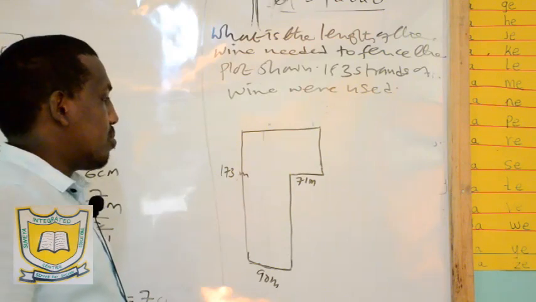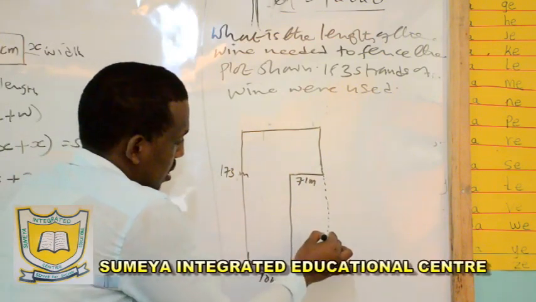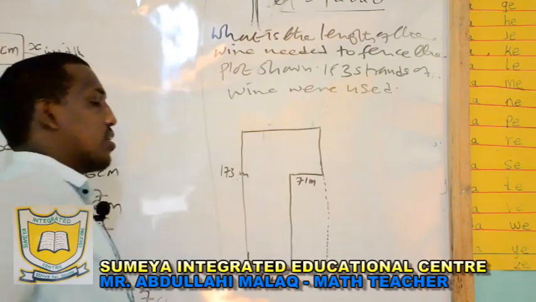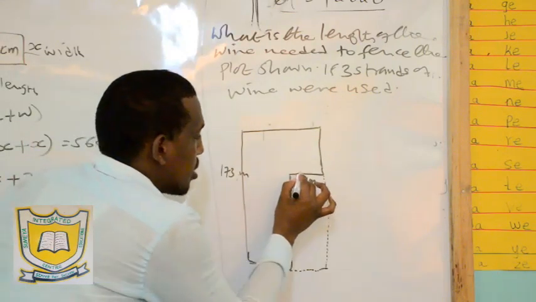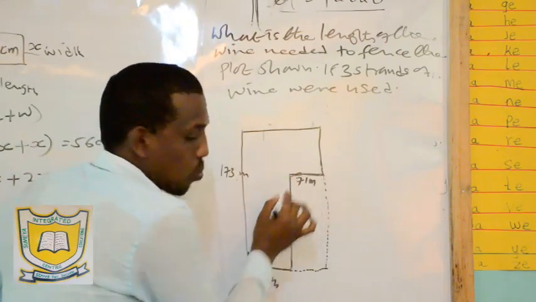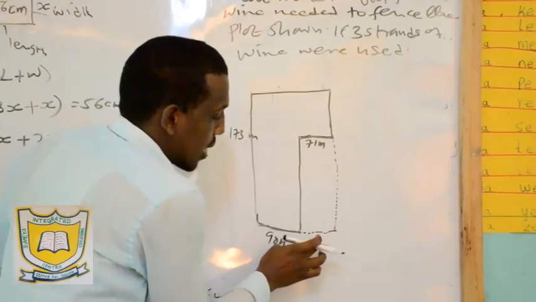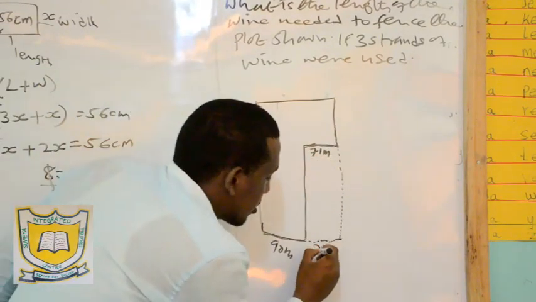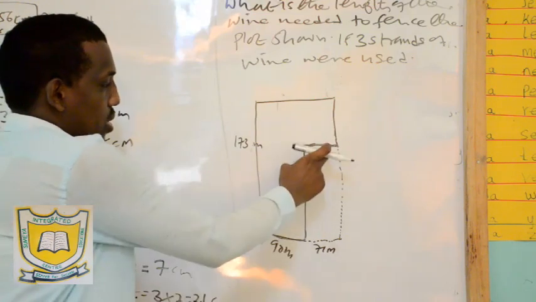If you want to get the perimeter of this figure, what we do, we complete the figure. So from here to here, you are told it's 71. So this line is equal to this line. So 71 meters, here will be 71 meters.